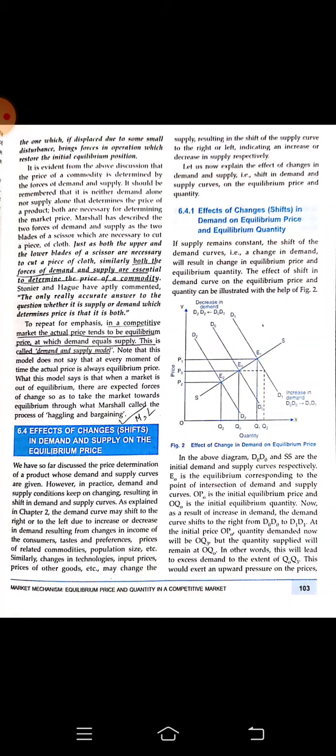So in practical, we will find that the demand and supply conditions keep on changing, resulting in shifts in the demand and supply curves. So let us first consider the effect of changes or shifts in demand on equilibrium price and equilibrium quantity. Let us first consider that the supply is going to remain constant. The shift of demand curve, that is a change in demand, will result in a change in equilibrium price and equilibrium quantity. Okay, the effect of shift in demand curve on the equilibrium price and quantity.